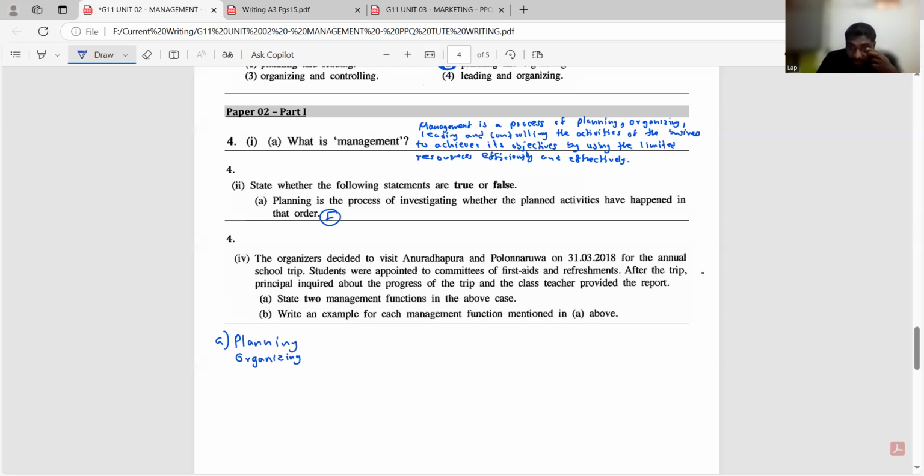And the first aid and the refreshment. After the trip, the principal inquired about the progress. The principal, after the trip, asked about the trip from the class teacher, who provided the report. What is that? Controlling. So they have asked only two. I gave you three. They're asking, write an example for each function. So I'll write the example here itself.